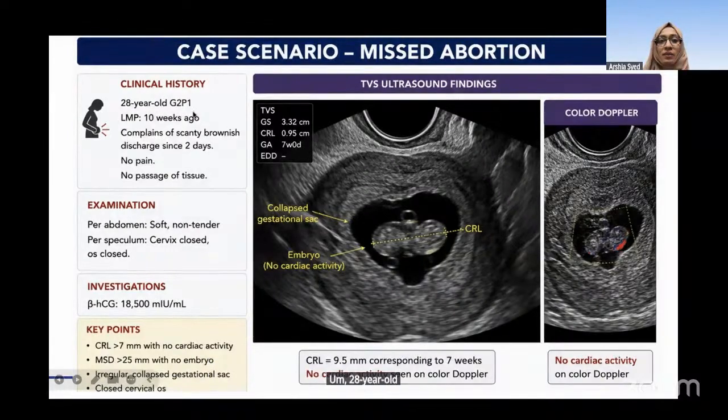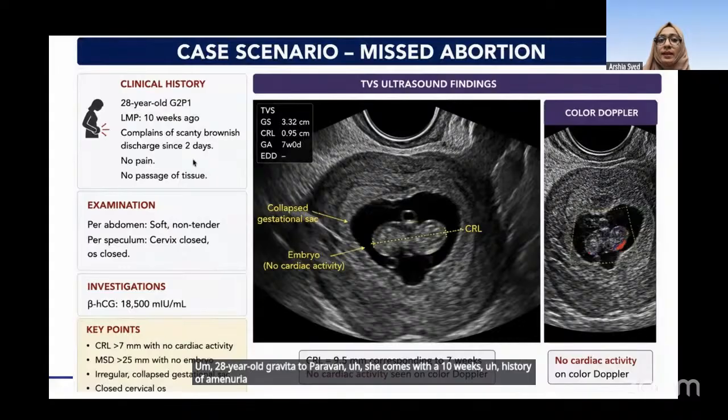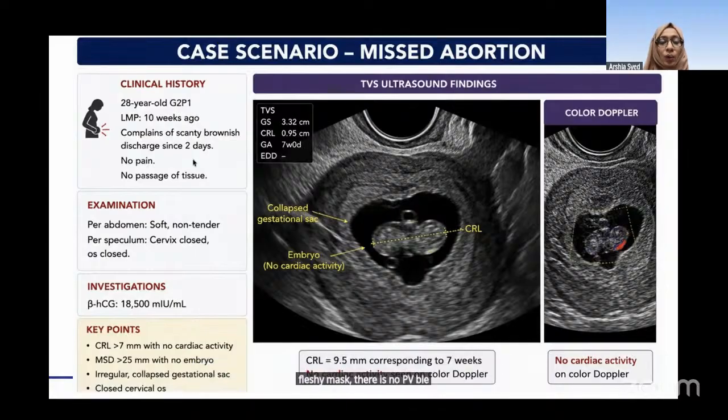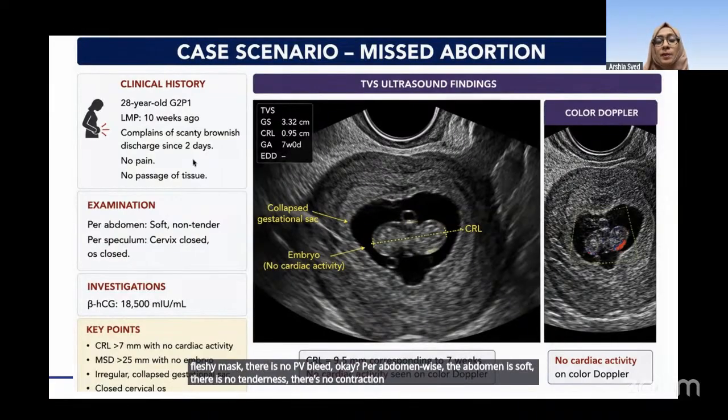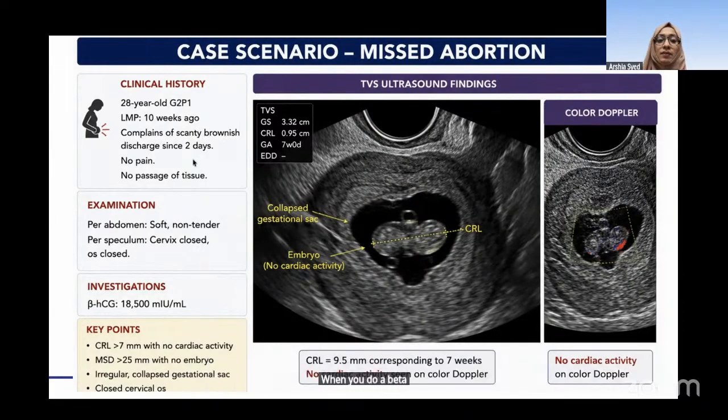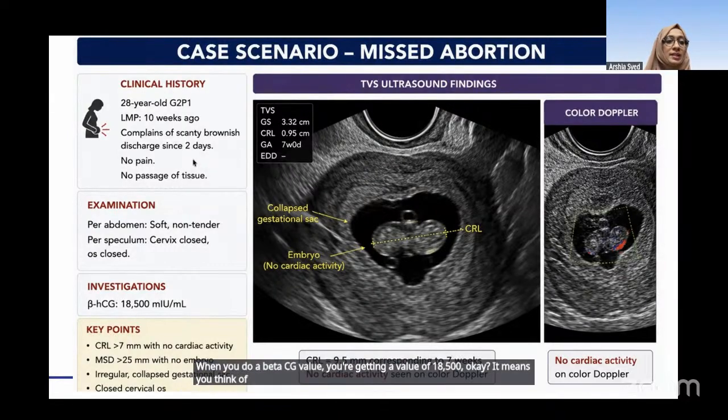A 28-year-old gravida 2 para 1 comes with a 10 weeks history of amenorrhea, followed by scanty brownish discharge. There is no pain, no passage of fleshy mass, no PV bleed. Per abdomen, the abdomen is soft, there is no tenderness, no contraction. Per speculum, the cervical os is closed. Beta HCG is 18,500, which means you think of an intrauterine pregnancy.